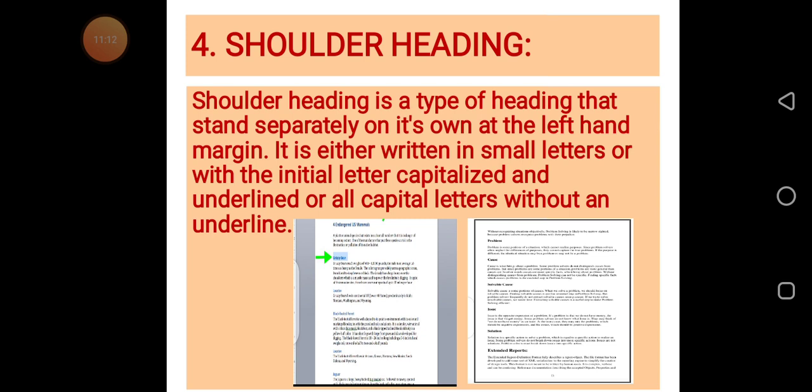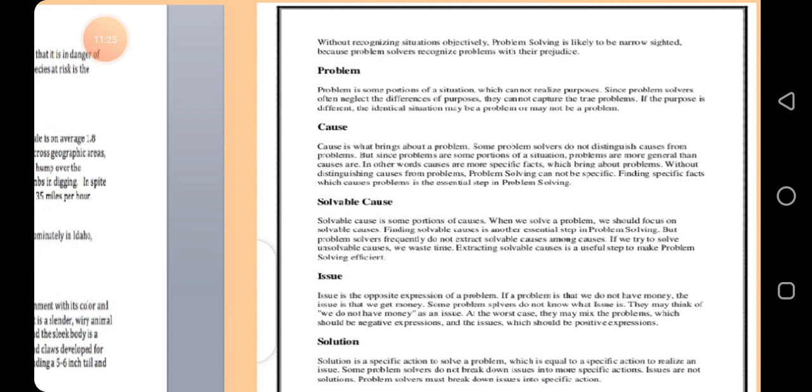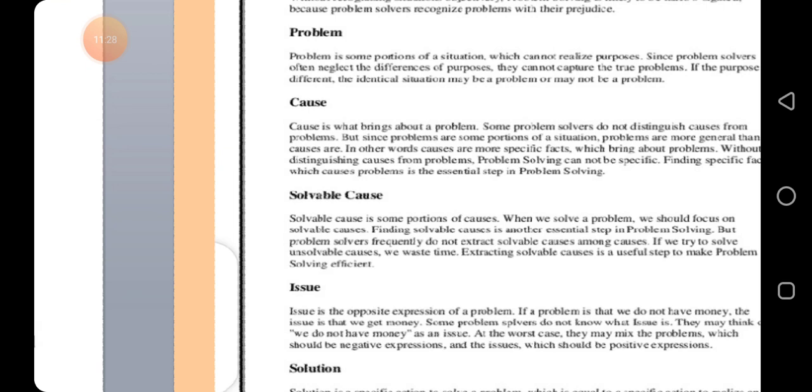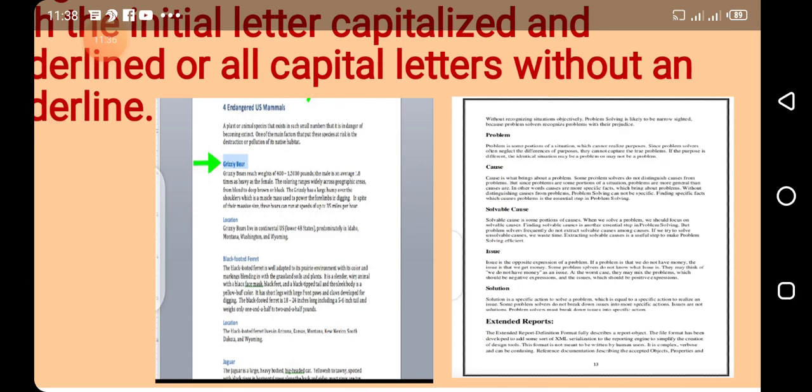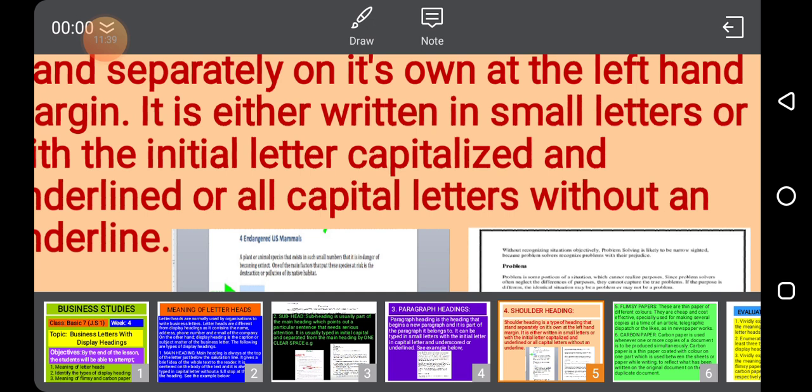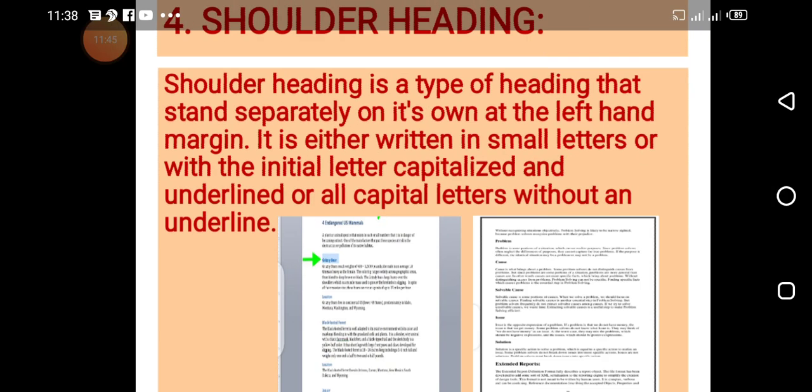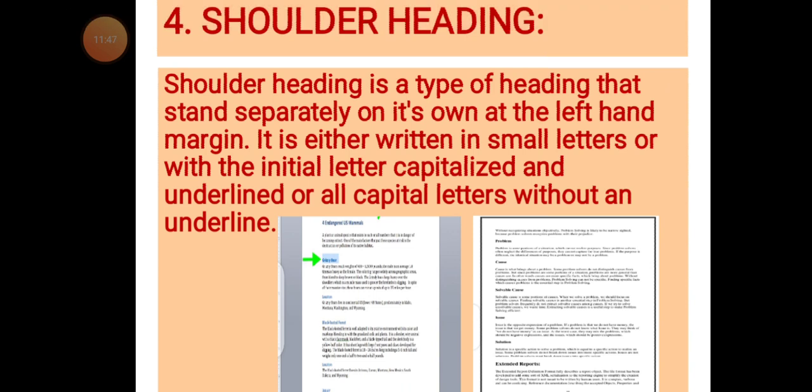Sometimes you have something like this, you know that it's a paragraph heading. And we say it is either written in small letters, or with the initial letter capitalized and underlined, if you like, to make it outstanding. As we can see, the first letters here are capitalized, Problems is capitalized, Cause is C capitalized, and so on and so forth. So if it is something like that, know that we are having a shoulder heading, that stands separately on its own at the left hand margin.